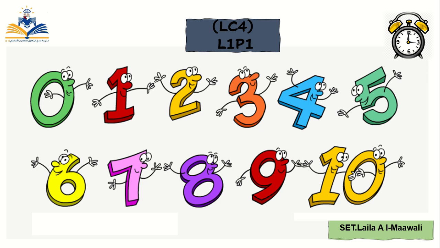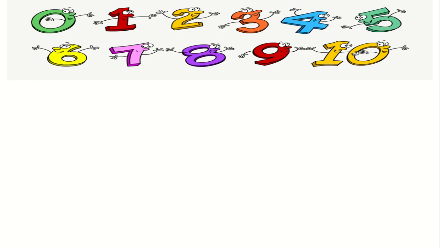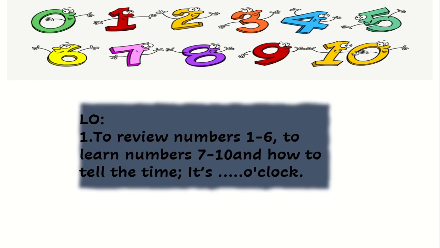Today we have the last learning club in grade 1. Okay, we have learning club number 4. We have today lesson 1, part 1. So our learning objectives for today, we are going to review numbers from 1 to 6. And then we are going to learn the new numbers from 7 to 10. And we learn how to tell time. For example, it's 2 o'clock, it's 5 o'clock, it's 10 o'clock, okay?